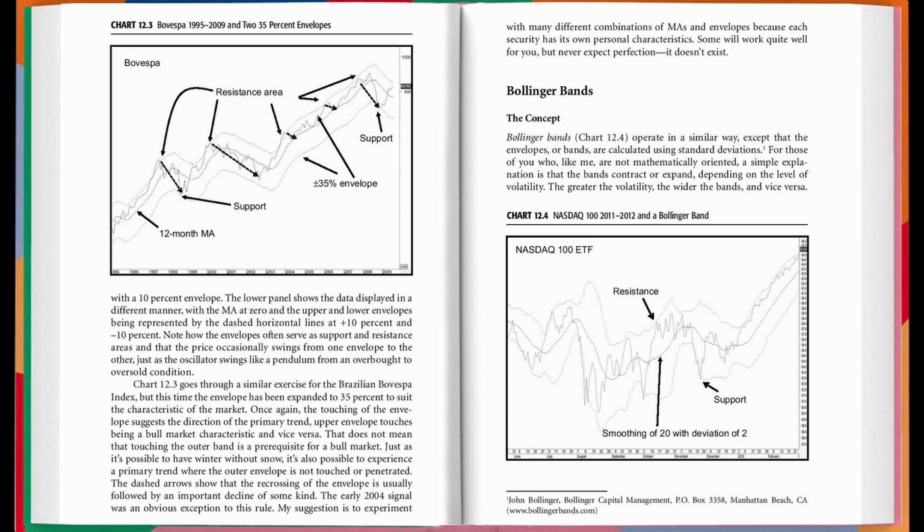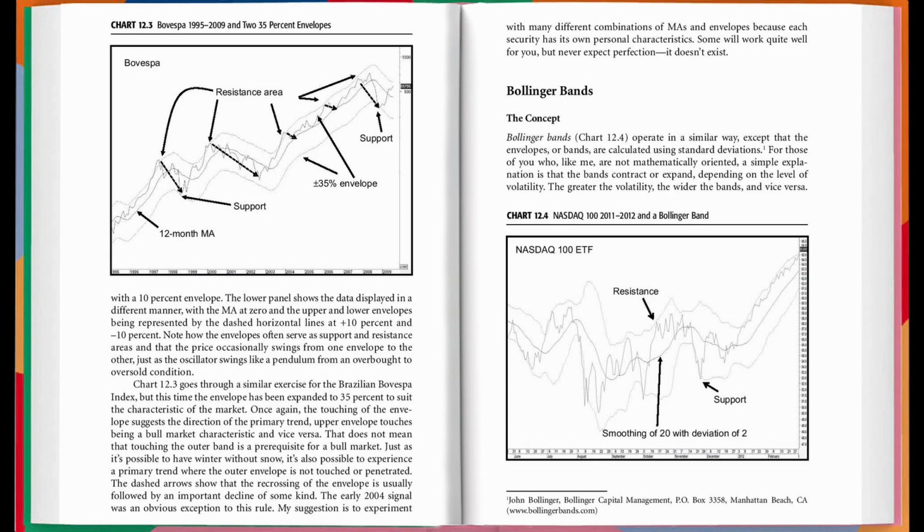Chart 12.3 goes through a similar exercise for the Brazilian Bovespa index, but this time, the envelope has been expanded to 35% to suit the characteristic of the market. Once again, the touching of the envelope suggests the direction of the primary trend. Upper envelope touches being a bull market characteristic and vice versa.